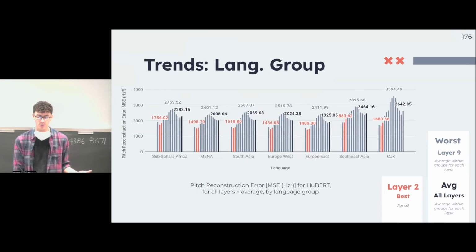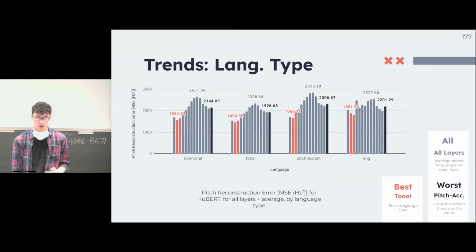Then I started looking at some trends. FLEURS provides us with this language group ID. There isn't too much variance. The Chinese, Japanese, Korean languages seem to have a very high variance within the layers, but overall it's not too large of a difference. I also broke languages down into tonal, non-tonal, and pitch accent languages to see if there was a difference. Interestingly, tonal languages do perform slightly better and pitch accent languages perform slightly worse. We're still not sure exactly why this is, but it is an interesting trend to keep in mind.